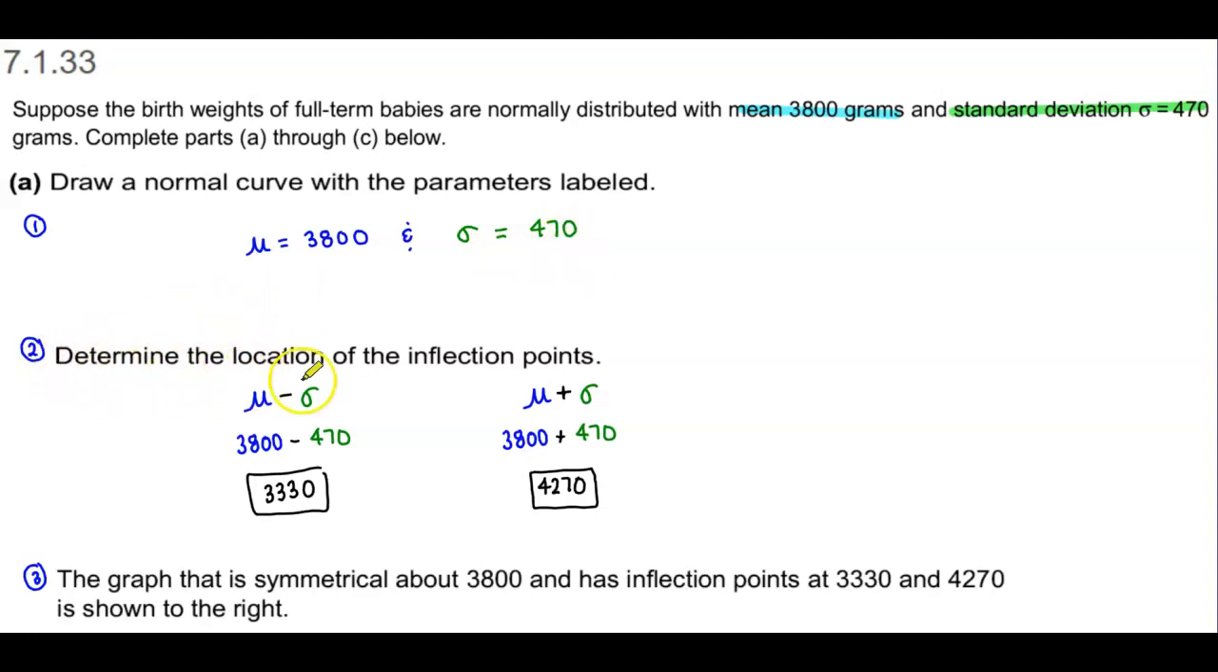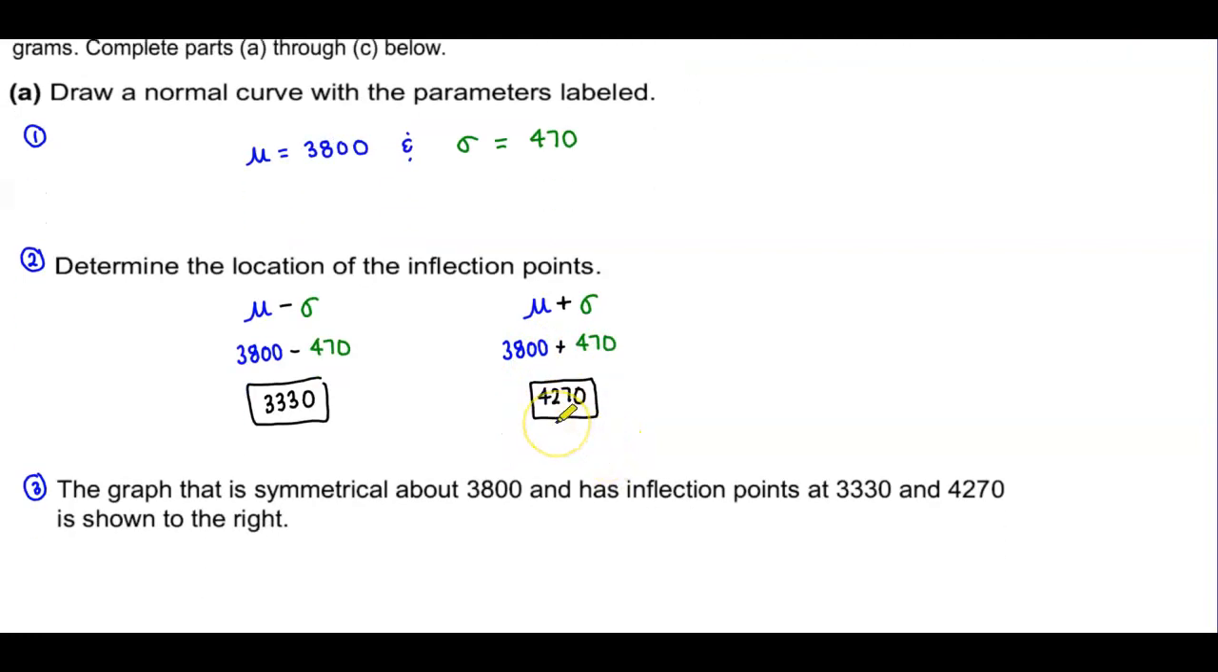Number two, we want to determine the location of the inflection points. In order to do that, we're going to take the mean and subtract the standard deviation, and then take the mean and add the standard deviation. So the mean, which is 3,800, minus 470 gives an inflection point of 3,330, and 3,800 plus 470 gives us another inflection point at 4,270.